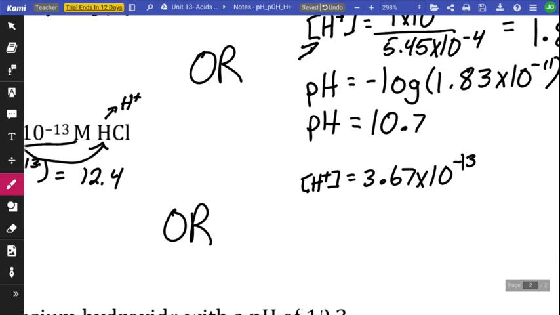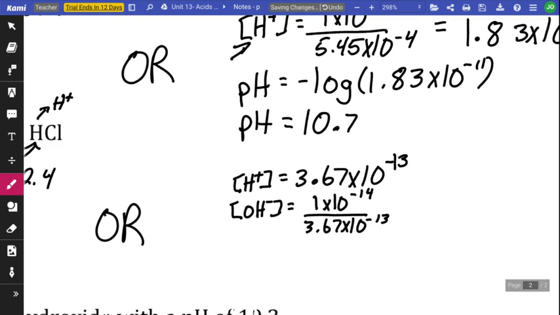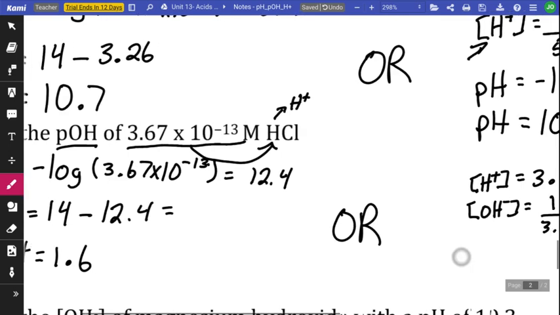Okay, now I'm going to go to the hydroxide concentration. So OH equals 1 times 10 to the negative 14 over 3.67 times 10 to the negative 13. I'll plug that into my calculator, and what I'll end up with is 2.72 times 10 to the negative 2. All right. Well, my question is not asking for hydroxide concentration. It's asking for the power of hydroxide.